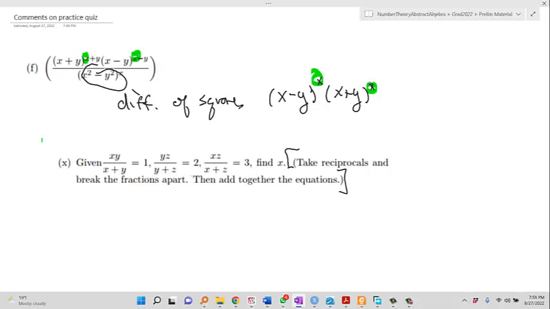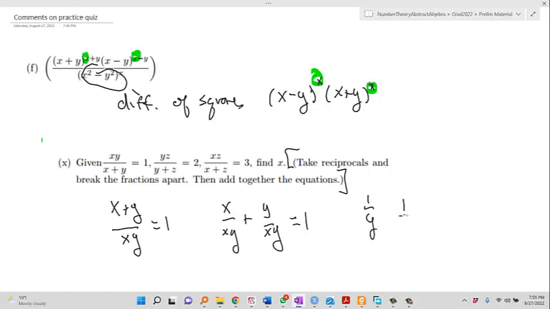Reciprocal means 1 over. If I take the reciprocal of this here, I have the x plus y over xy equals 1. Now the other terms are going to be similar. Then it says break the fractions apart. Look at what you can do here. It's going to be x over xy plus y over xy. And that's equal to 1. Okay. So now the x's cancel, so I get 1 over y and 1 over x is equal to 1.